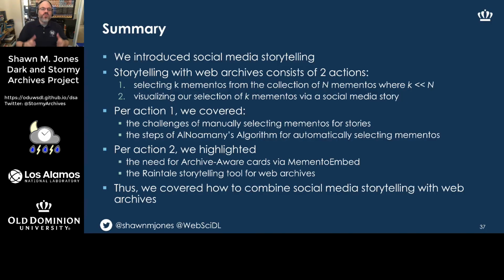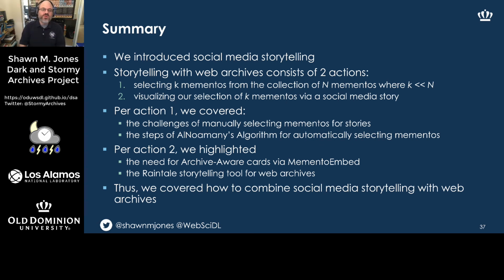So in summary, we introduced social media storytelling. And storytelling with web archives consists of two actions. One, selecting K mementos from the collection of N mementos where K is far less than N. And our value for K should be around 28. Second, we want to visualize our selection of K mementos via a social media story.